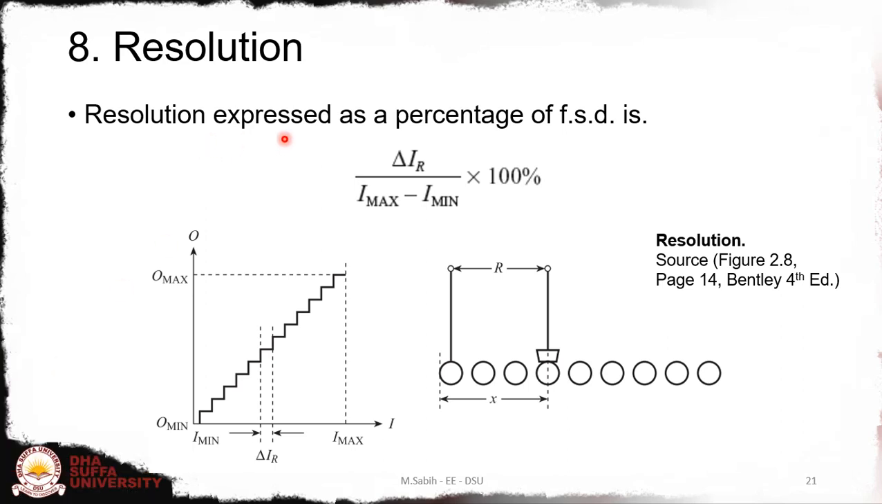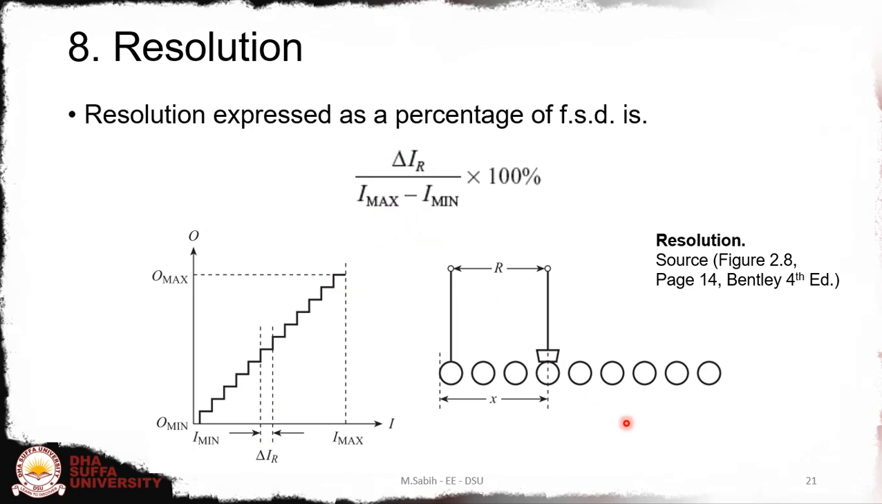Okay, so it is expressed as a percentage of full scale deflection. So what was the maximum change in the input that will cause no change in output, divided by the input span. Since this is the input, we will not divide this by the output as we did for the nonlinearity and the hysteresis, because those are, you can say, parameters of the output. But resolution is on the input side.